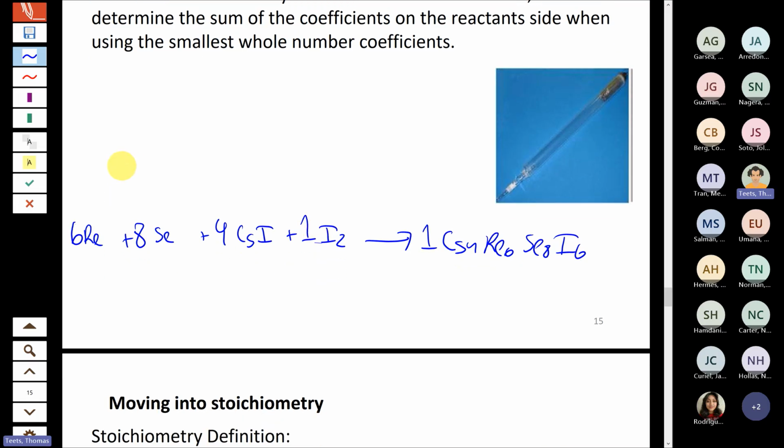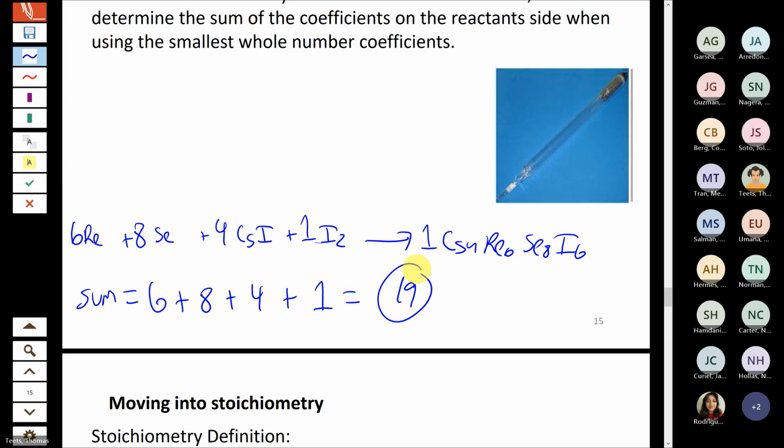All right, but what this question asks for is the sum of the coefficients. That's the way that we would do it sometimes on exams, so that's why I gave it to you here. When you're doing this, make sure you don't forget the ones that are ones, because the coefficients of one aren't always written in, but they're implied to be there. So the sum on the left side is 6 from rhenium, 8 from selenium, 4 from cesium iodide, and then don't forget the coefficient of 1 that you have on I2, and so that's a sum of 19.